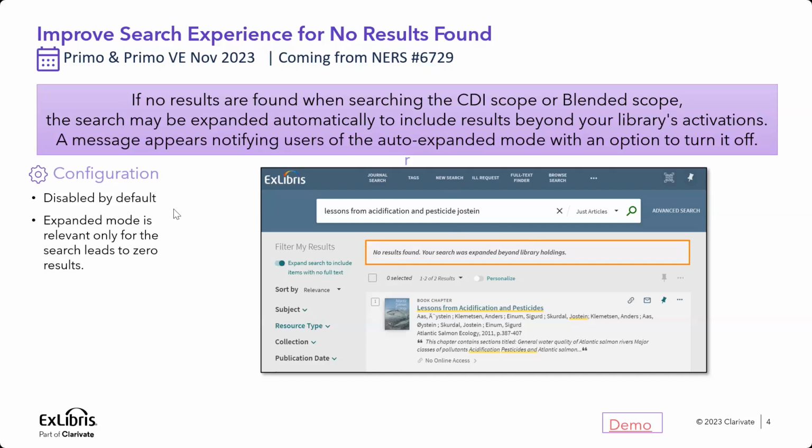It is disabled by default. You can choose whether to enable it. And just before the demo, I just want to mention that we will trigger this expansion only in the case where we recognize these specific zero results for CDI scopes. It will not affect the next session. It will not be sticky for next searches. So let's see a demo for that.